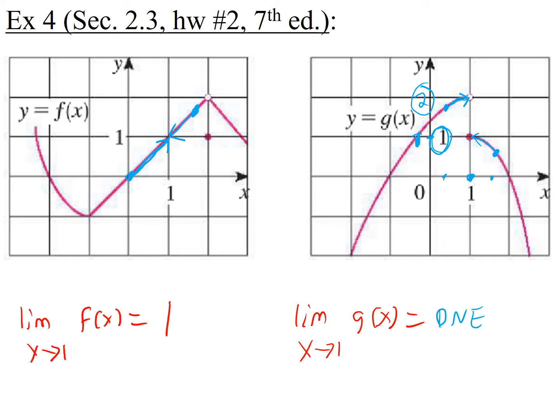Okay, so we're not going to be able to use the limit law for sums because the limit of g doesn't exist. Okay, so limit of f exists, limit of g exists. Limit of f exists, limit of g does not exist. What's the story with the limit of f plus g?